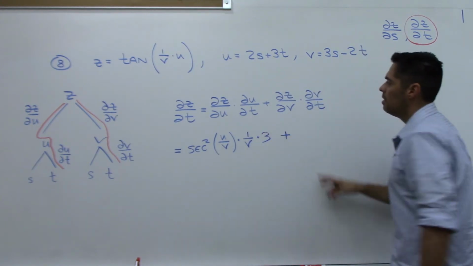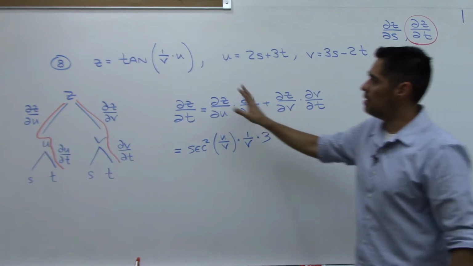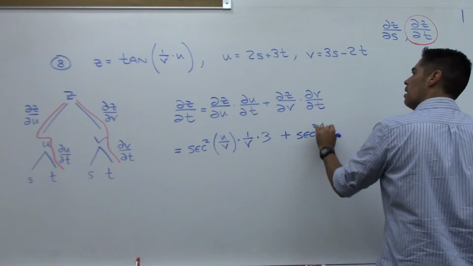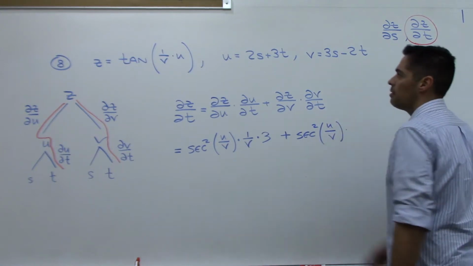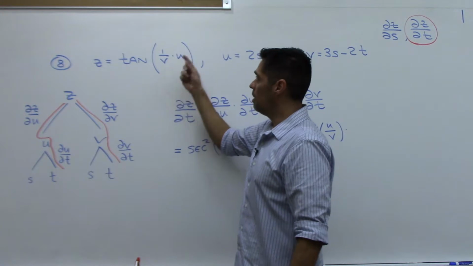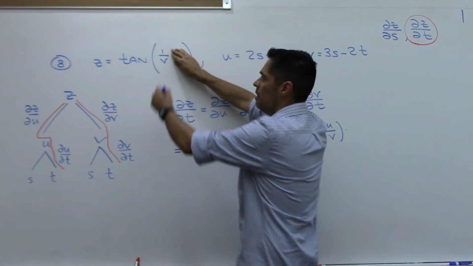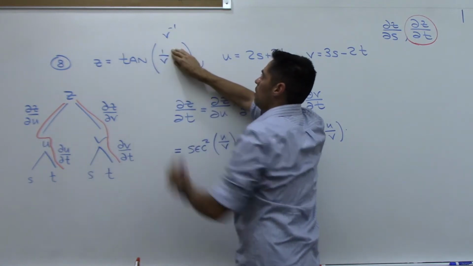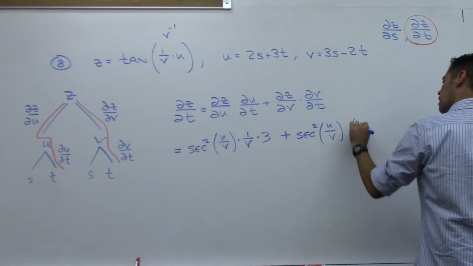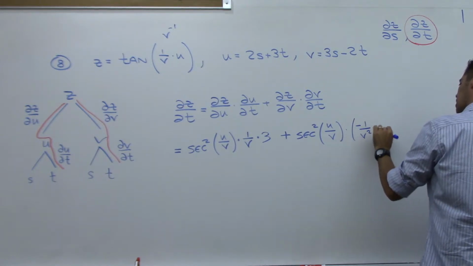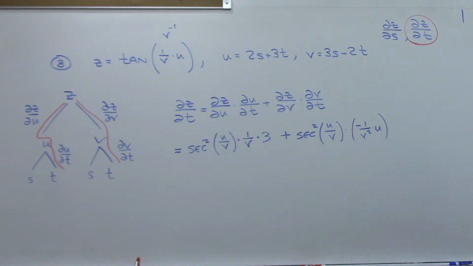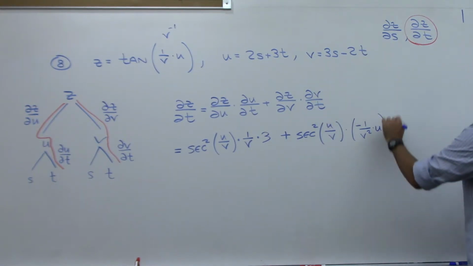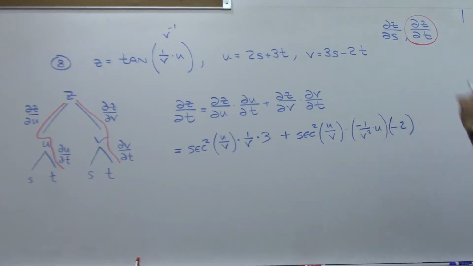Nice. Plus, partial of z with respect to v, same thing, the derivative of this, which is secant squared of u over v. But this time, times the derivative of in here with respect to v. So u is a constant, just hold on to it for a second. The derivative of this is negative 1 over v squared. So remember, that's v to the negative 1. So we're going to get negative 1 over v squared, but then times u. That constant came along for the ride. And then times the partial of v with respect to t, which is negative 2. And then you could start to clean everything up again.